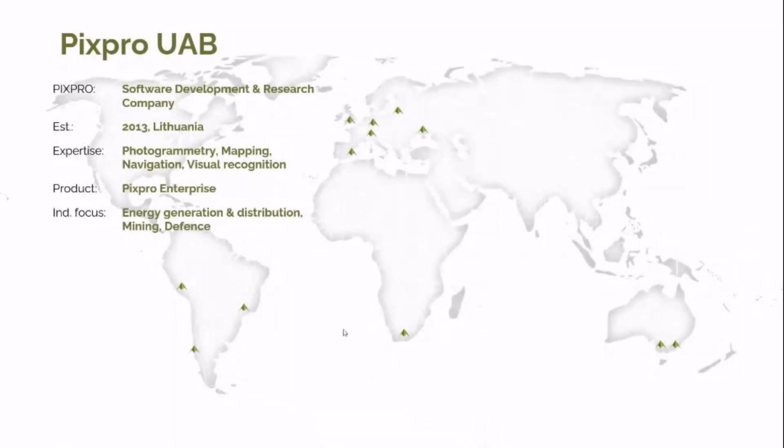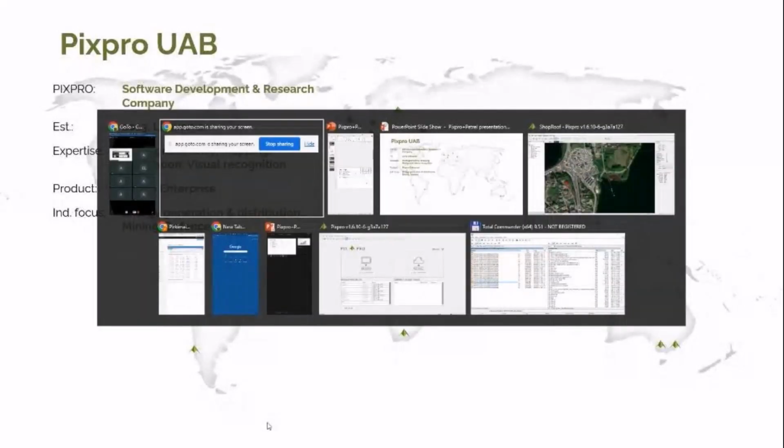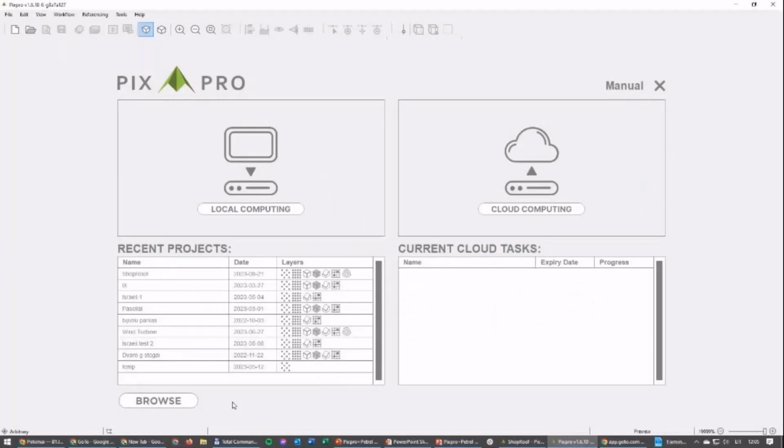Lovely. Okay, so thanks again for the opportunity to represent my company. We are Pixpro. We are based in Lithuania, and we've been around for nearly 10 years. We are a software development and research company, and we specialize in photogrammetry, mapping, and similar software products. Our main focus of industry is energy generation. So in that regard, photovoltaic industries is very much in our focus. Also mining and defense, which are a bit less important in today's conversation. So without much further ado, let me introduce our software, which is also called Pixpro.